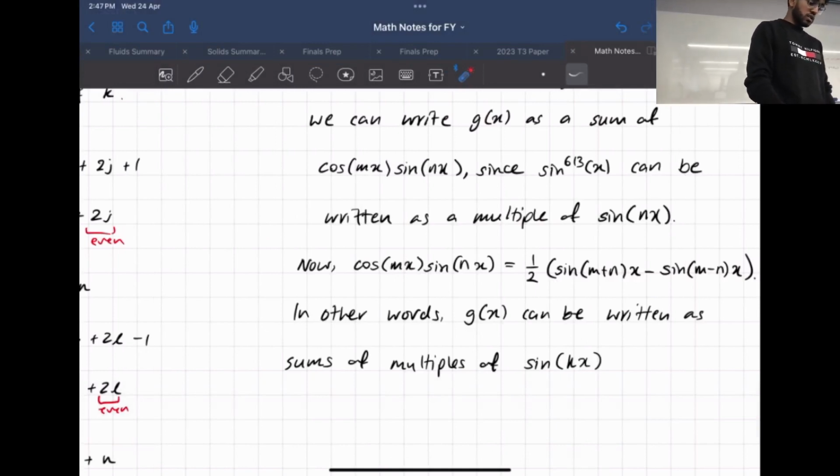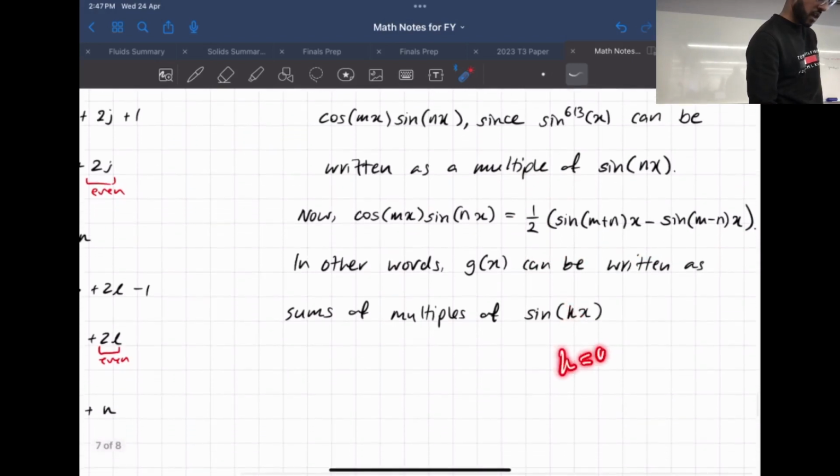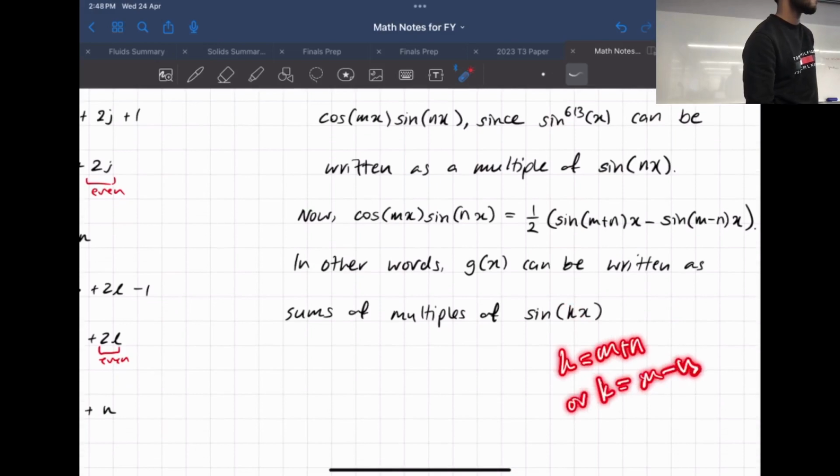Okay, so in other words, since we can break it up into sine, our g of x we can rewrite in terms of just sine kx, where k is equal to either m plus n or k is equal to m minus n. I'll leave this up for a sec.